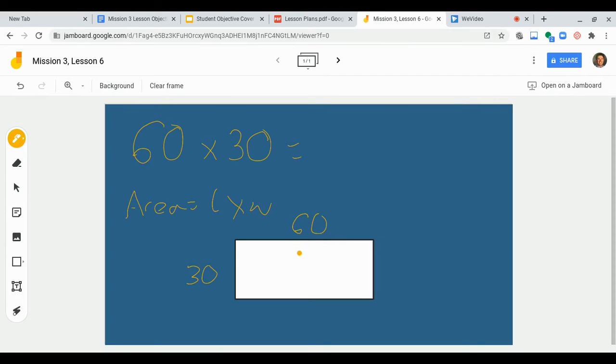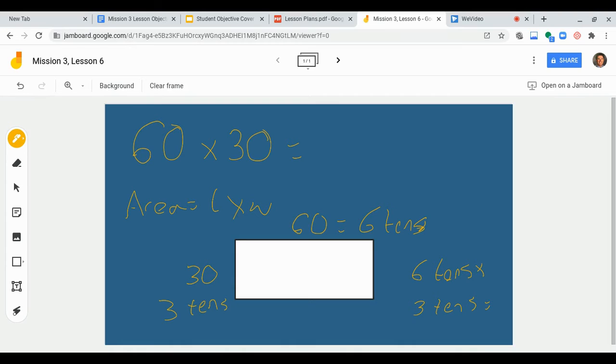But let's break it down to simpler terms. What is 30? Let's think of it in terms of tens. How many tens is 30? Well, 30 is 3 tens. And then how many tens is 60? That's right, I just heard you in the back. 60 is 6 tens. So really what we're doing is 6 tens times 3 tens.